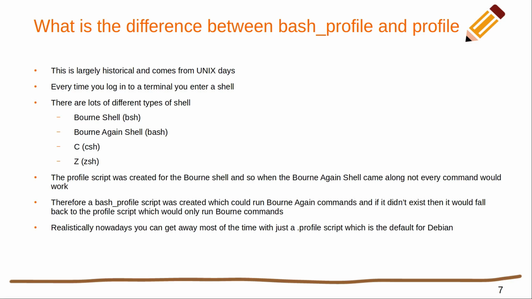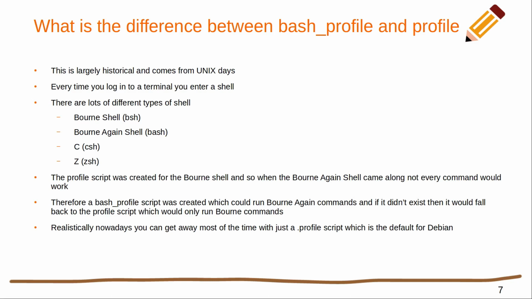And there are lots of different types of shells. When it first started, there was one called the Bourne shell, so sh. And then a few years later, somebody came along with something called the Born Again shell, which was the Bourne shell with stuff added on. And then you've got other types of shell available: the C shell, the Z shell. There are loads more, but these are the common ones. Debian, for instance, comes with the Born Again shell.